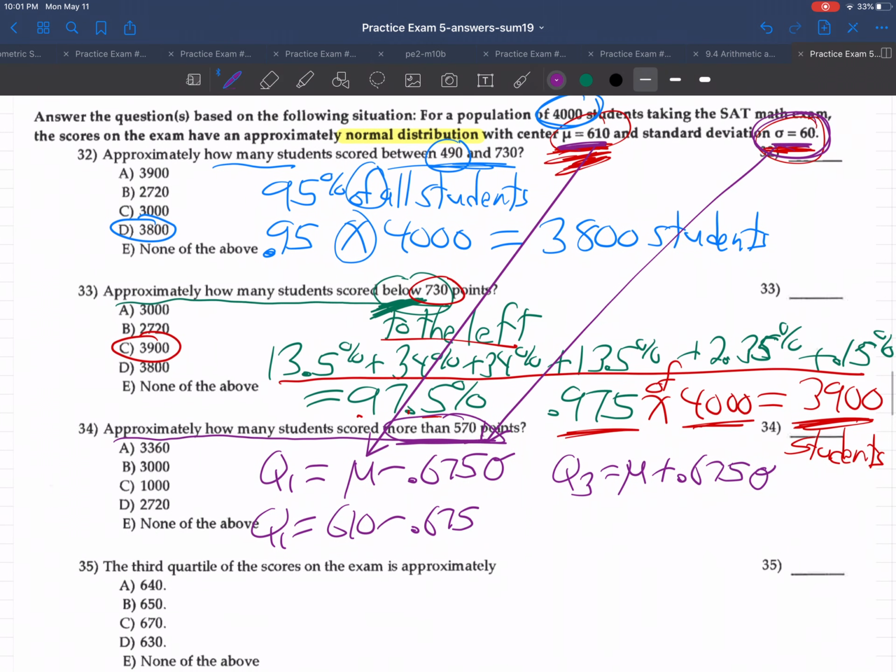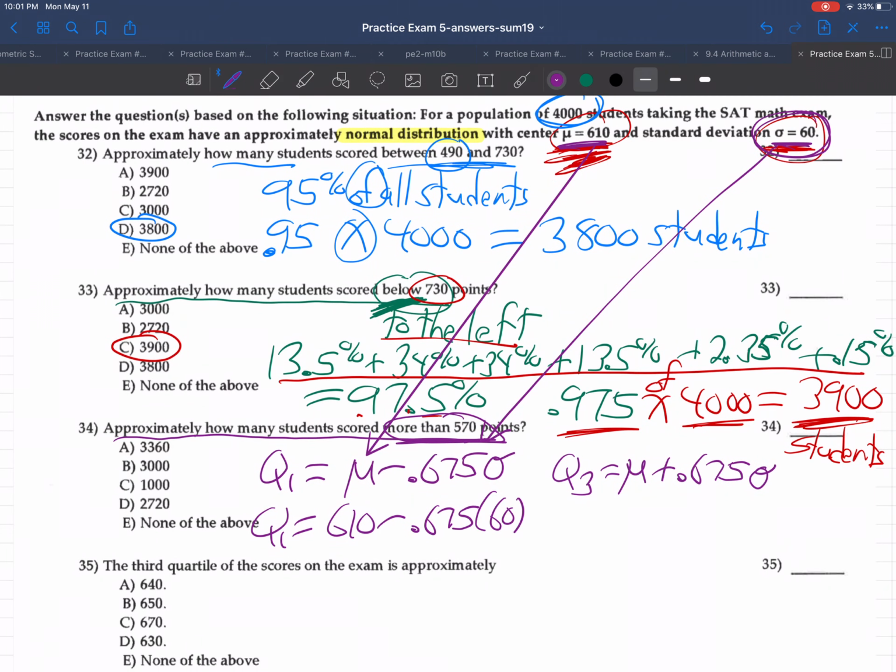0.675 times sigma, which is 60. And on my calculator, when you do that, you get 569.5, which rounds to be 570, which is what we had here. So what's my answer? Well, the whole point of that is just to show you that when they give you 570, they're really giving you Q1.